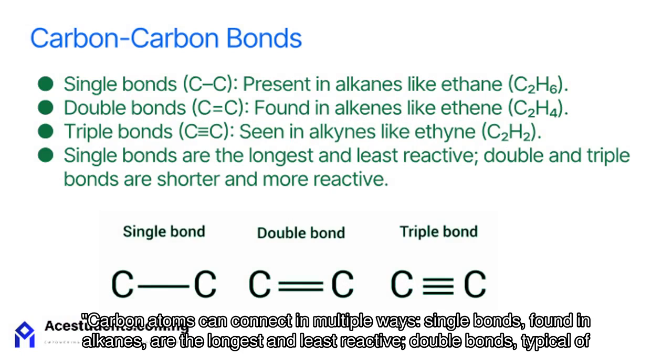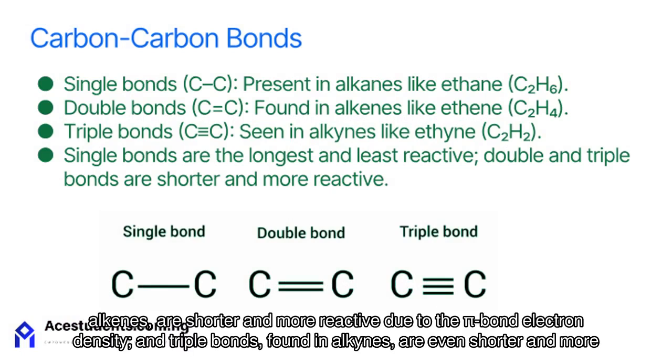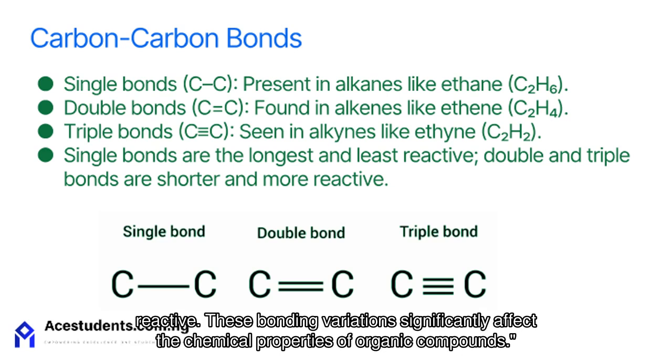Carbon atoms can connect in multiple ways. Single bonds, found in alkanes, are the longest and least reactive. Double bonds, typical of alkenes, are shorter and more reactive due to the pi bond electron density. And triple bonds, found in alkynes, are even shorter and more reactive. These bonding variations significantly affect the chemical properties of organic compounds.